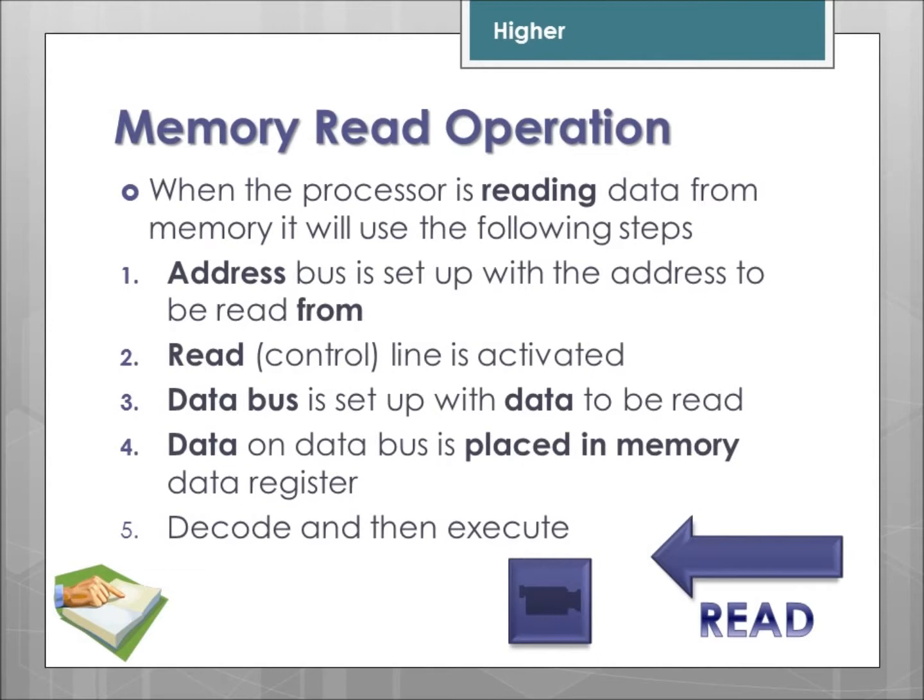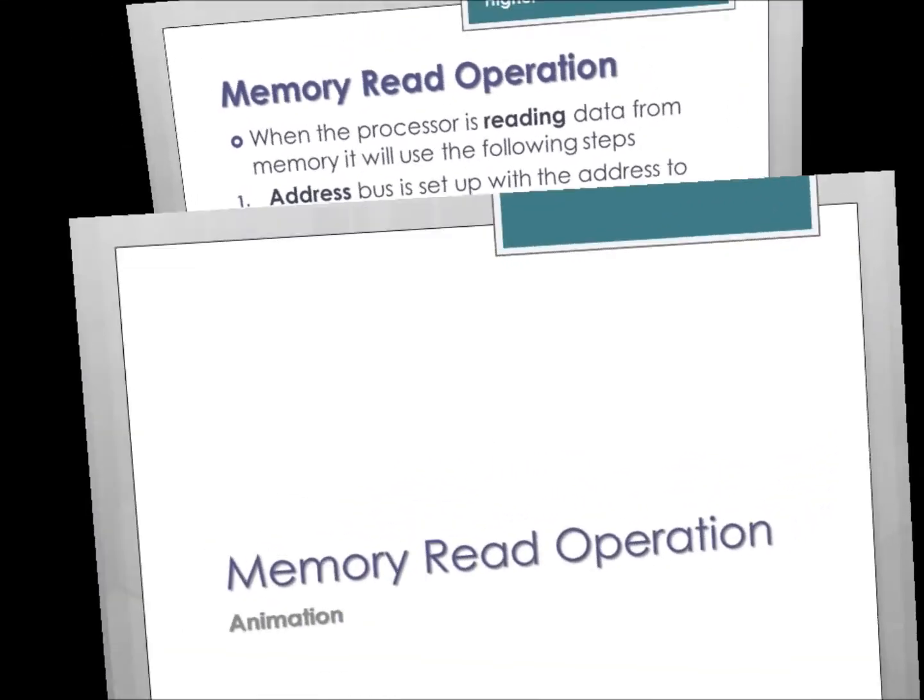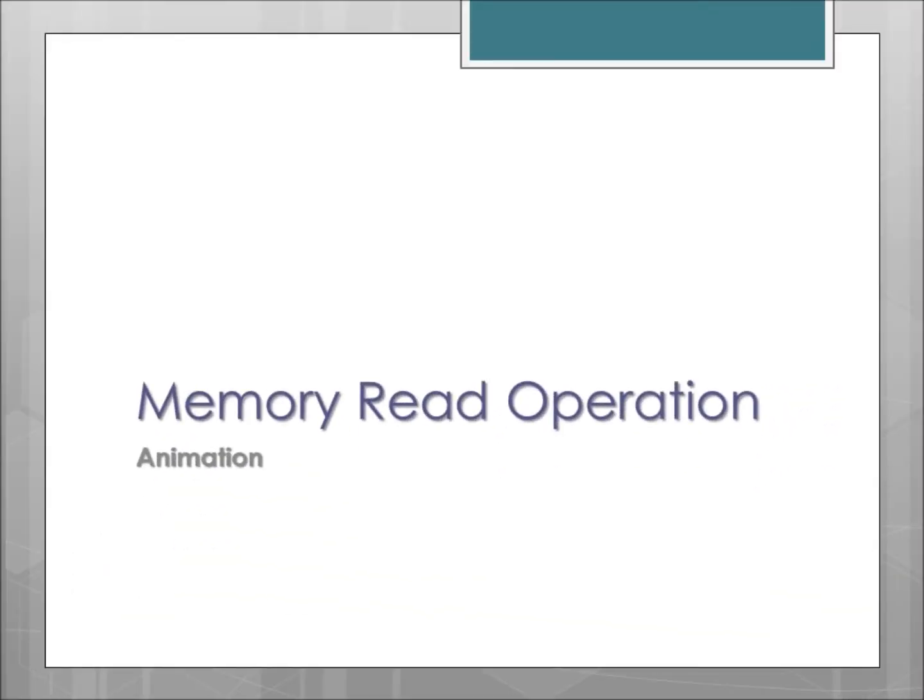Obviously, the converse of memory write is the memory read. Now, it is reading data from memory. It uses the following steps. The address bus is set up with the address to be read from. This time, the read control line is activated. The data will travel along the data bus, and it will be placed in the memory data register. And then, if it's an instruction, it will be decoded and executed, or if it's data, it will then be used in some other operation. Now is a small animation of a memory read operation.